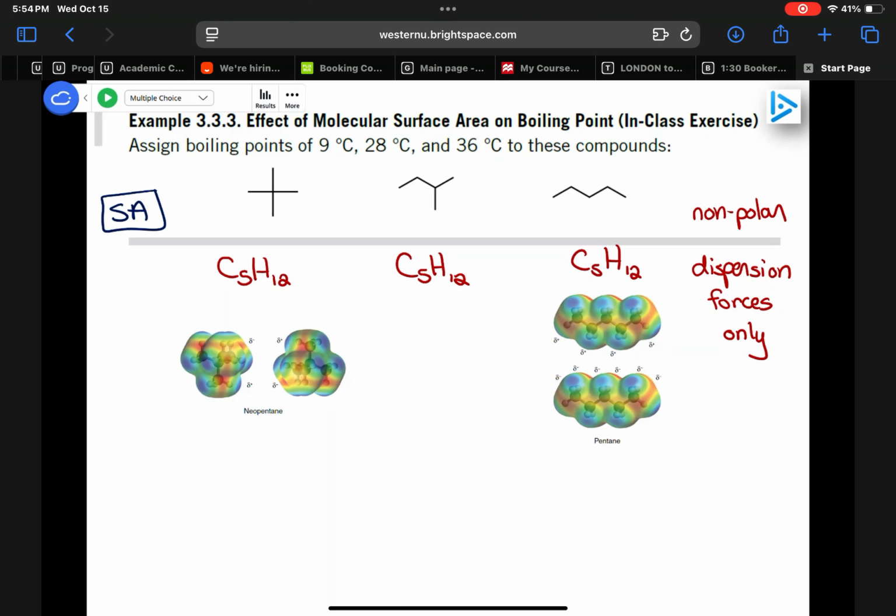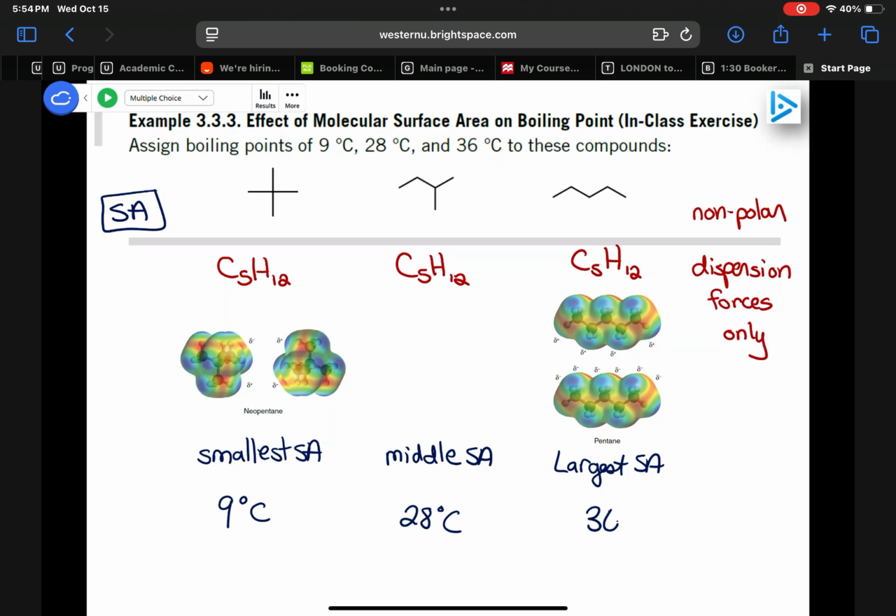So they have a smaller surface area to be attracted to other similar molecules. So this one has the smallest surface area, and the straight one has the largest surface area, and so this one is going to be in the middle. So the smallest surface area is going to have the least opportunity for interaction with other similar molecules, so it's the easiest to disrupt. We can apply a lower temperature and still get it to boil. So 9 degrees Celsius, the next temperature, 28, and the final, 36.